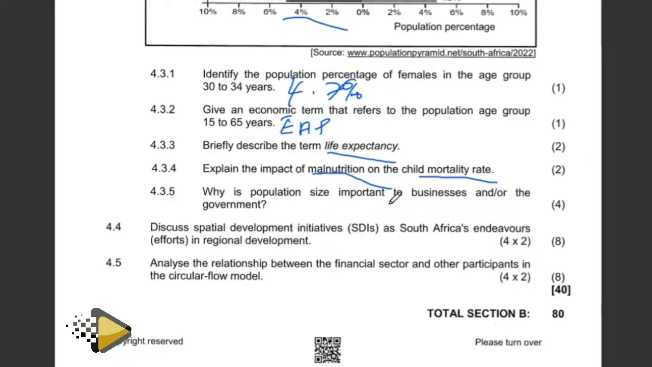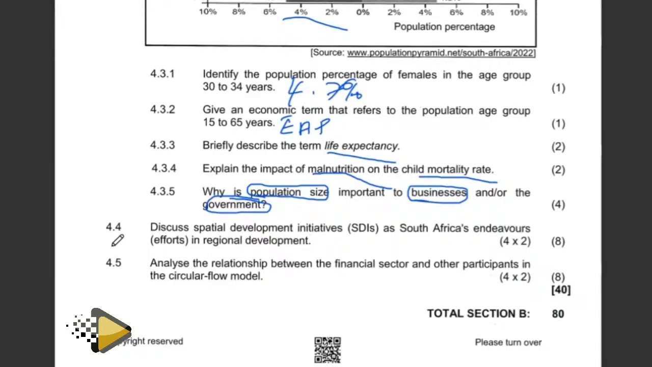So now let's check 4.3.5. Why is the population size important to businesses or the government? The government and businesses have to know the number of individuals that can be available to come to buy or to come to support them. The government has to know the population size so that whenever they draft the rules, regulations or policies, they know the number of inhabitants that they have.